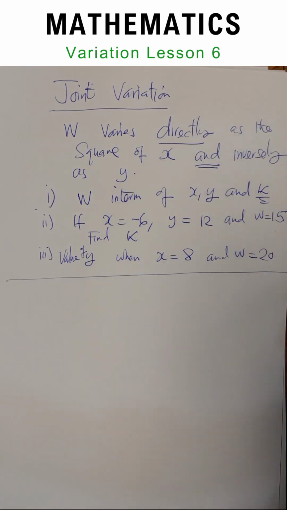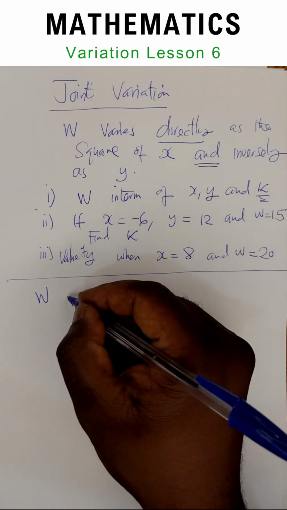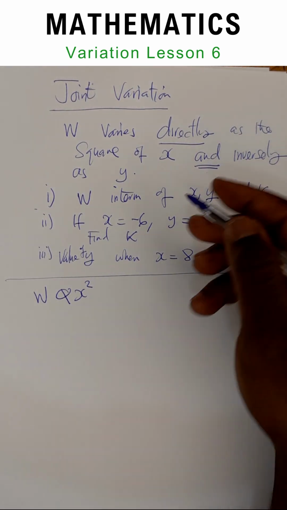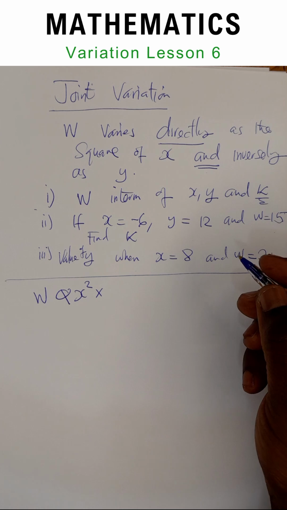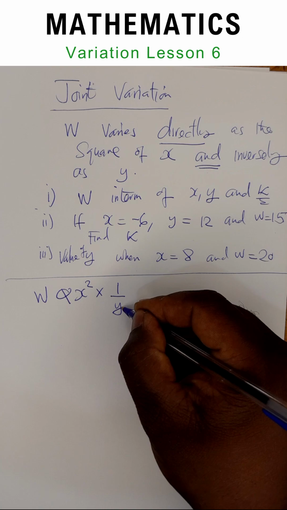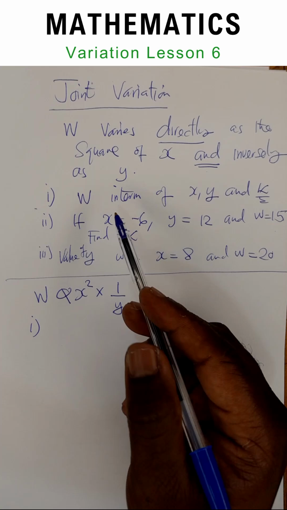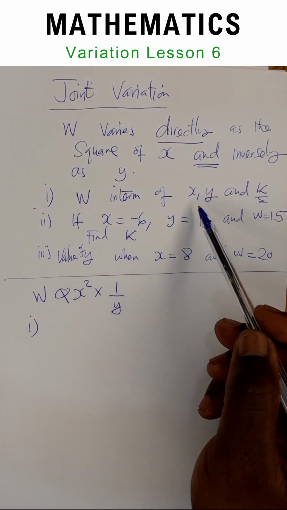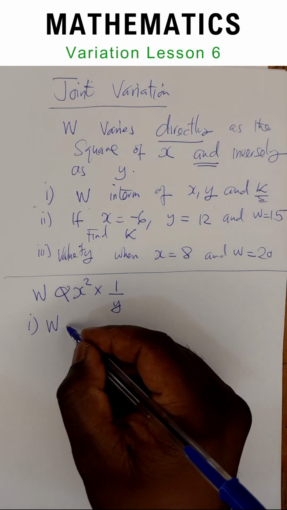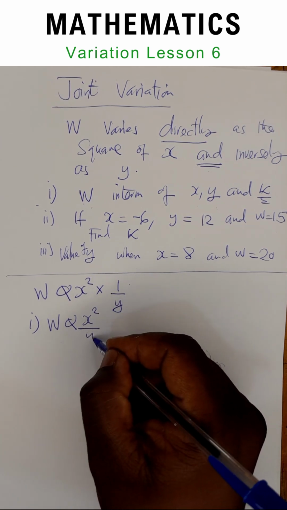So we have this. So we start. W, just the way it is, varies. You remember, varies directly as the square of x. So square of x. And it's a product, meaning multiplication. Inversely as y. Inversely means the inverse of y. Then they say number 1, write W in terms of x, y, and k. So the moment we say W varies directly as x squared, this times that is x squared over y.